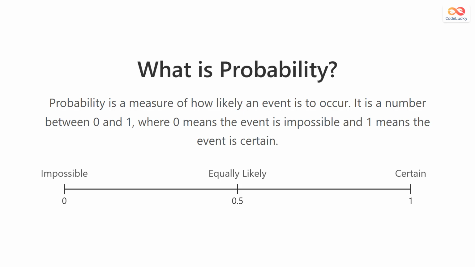So, what exactly is probability? Think of it as a way to measure the chance of something happening. It's a number that ranges from 0 to 1. A probability of 0 means the event is absolutely impossible, while a probability of 1 means the event is completely certain to happen.